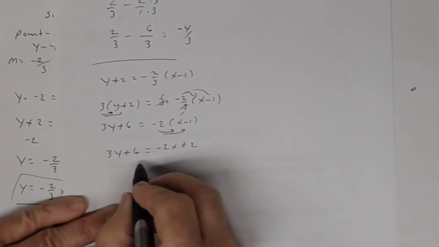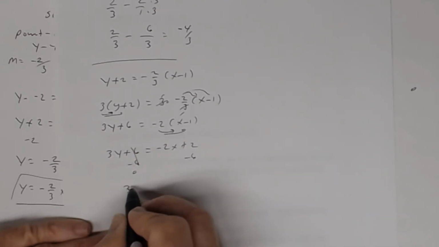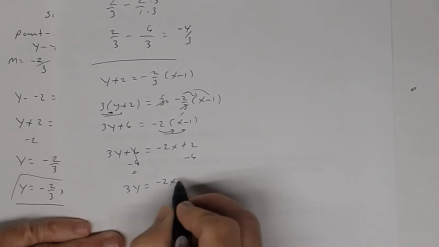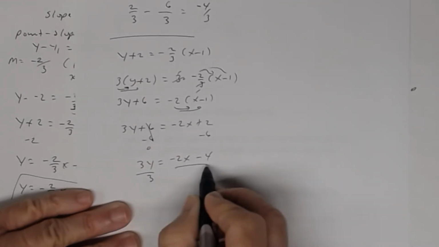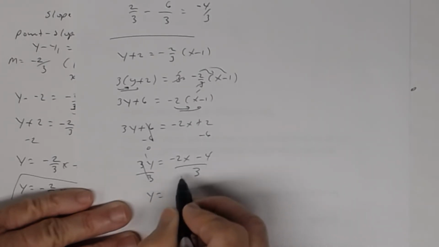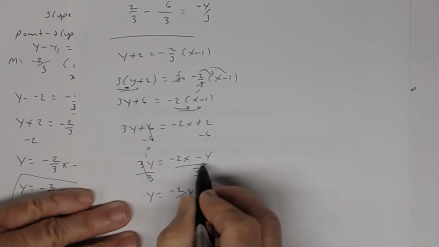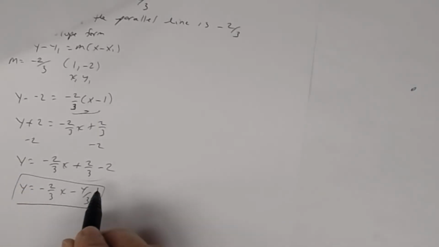And then, getting y by itself, we're going to subtract 6 from both sides. That's 0. I get 3y equals negative 2x. 2 and a negative 6 is a negative 4. Dividing both sides by 3, I get y equals negative 2 thirds x minus 4 thirds, which is what we had here.